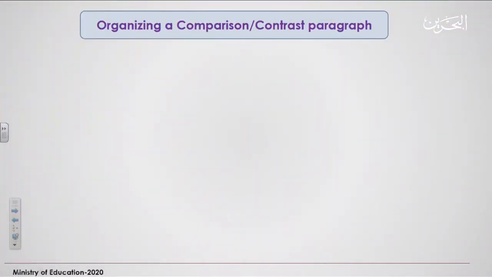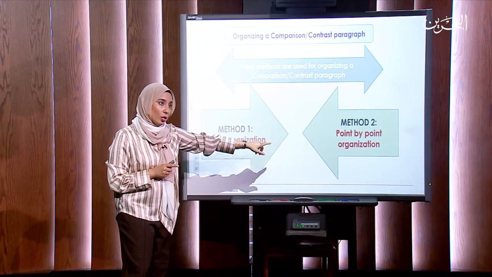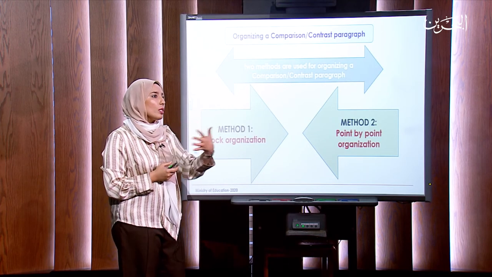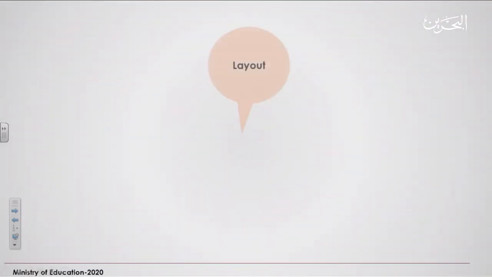Now, if we're going to write a paragraph comparing and contrasting, how do we do it? There are 2 types. There is something called blocked organization, method 1, and there is point-to-point organization. What do we mean by that? I'll give you 30 seconds. Just think about it generally. When I'm telling you that there are 2 types of writing, block, point by point, what do I exactly mean? The layout. Now we're going to tackle the layout.